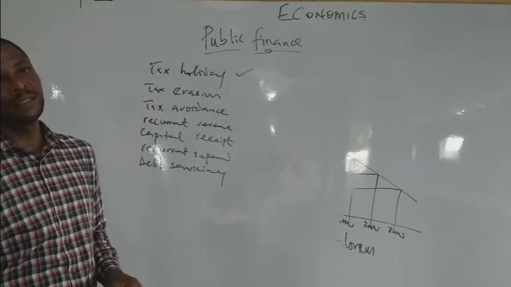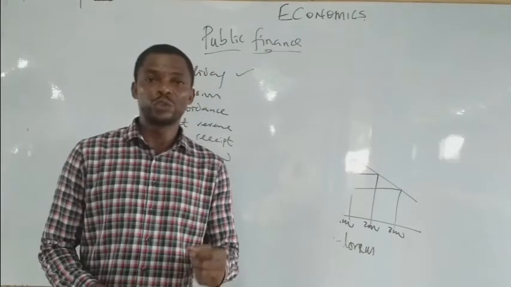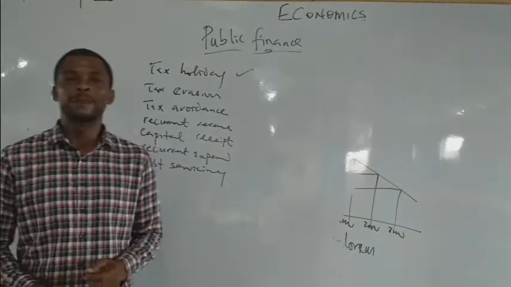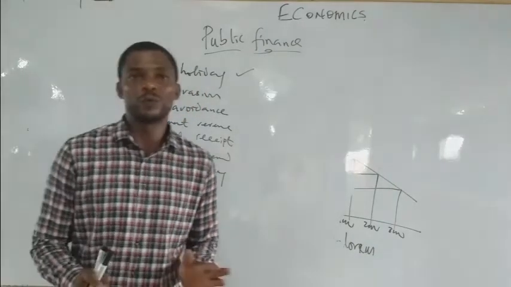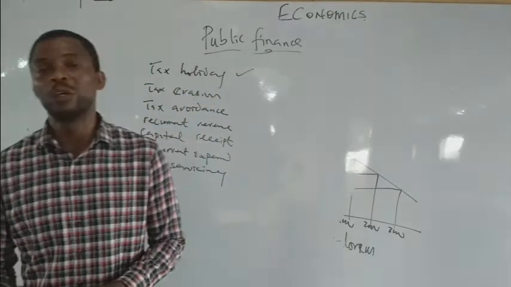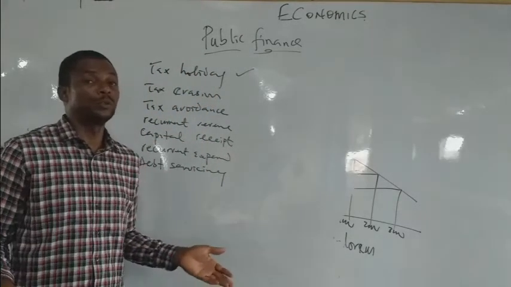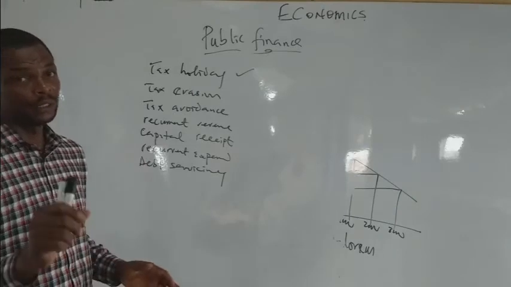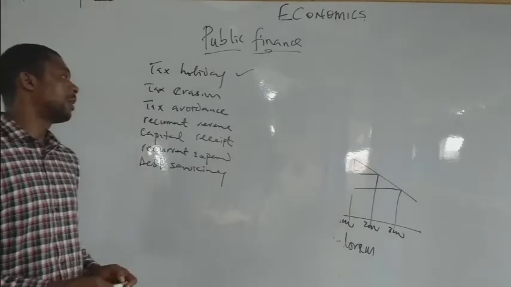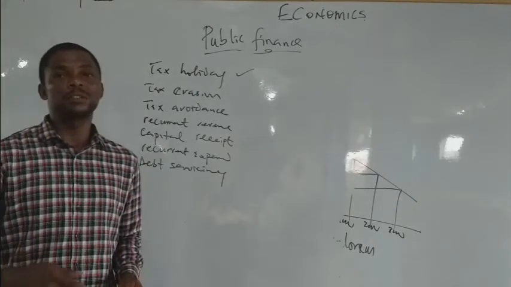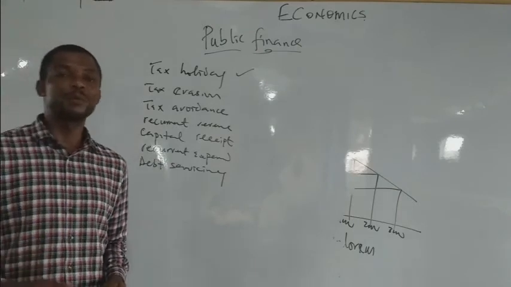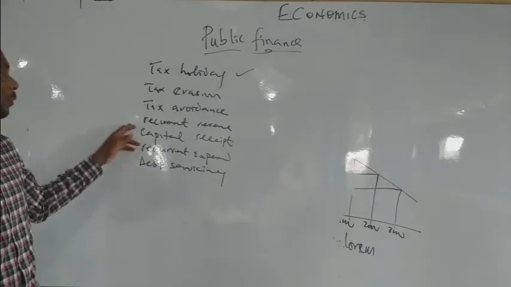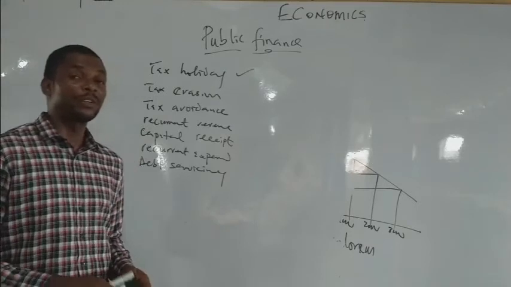Then tax avoidance is the legal means of reducing the amount that you are supposed to pay as tax. It is made legal because of your financial status. You go to the government and they decide to make you pay a certain amount. It is known as tax avoidance. Recurrent revenue is the amount that continues to go into the coffers of the government on a regular basis. It's called what? The recurrent revenue, like the tax.